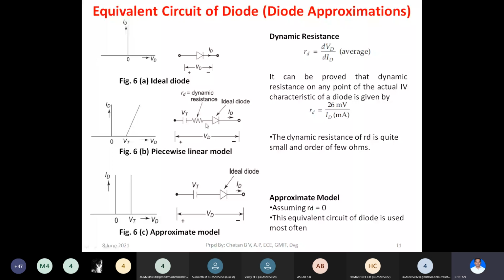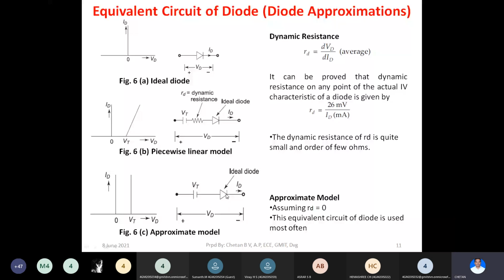One more model of the diode is called the approximate model. This approximate model has two components. One is Vt, the knee voltage or threshold voltage of the diode. It is the same again: 0.7 for a silicon diode, 0.3 for a germanium diode. After that, we have the ideal diode. It is the same again: for a forward biased diode, it is a short circuit; for a reverse biased diode, it is an open circuit. And again, while solving problems, we don't write this ideal diode. Whenever we replace the diode by this equivalent circuit, we just connect both ends with a straight line.